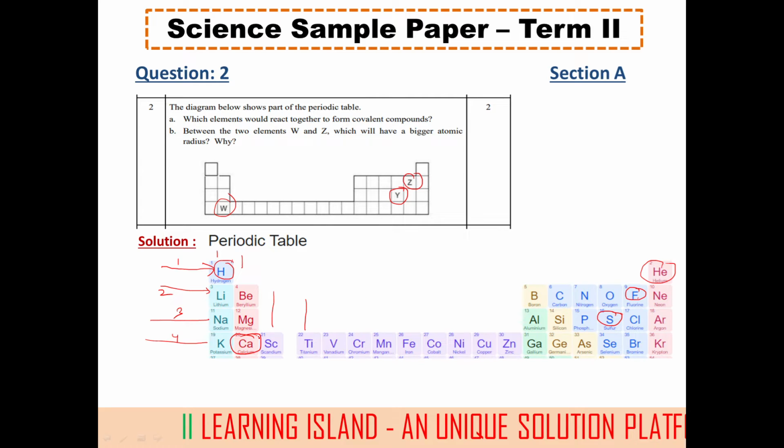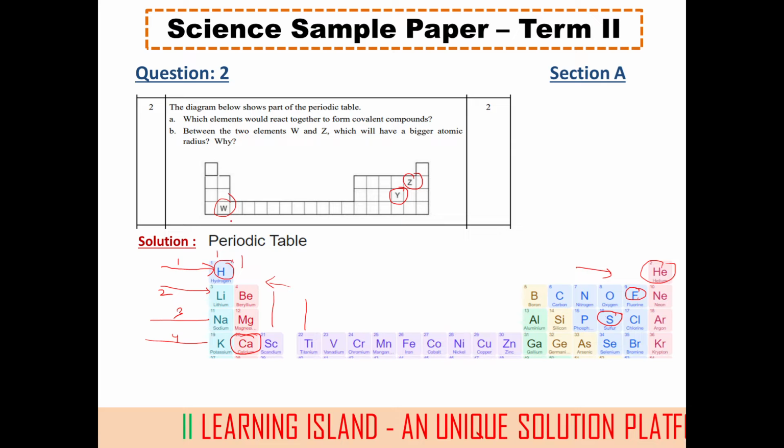So if it reacts with the other two, they will make an ionic bond, because these sides are gaseous, and these sides are metallic. So when a metal reacts with a gas, it mainly makes an ionic bond. So the covalent bond will be made between sulfur and fluorine.